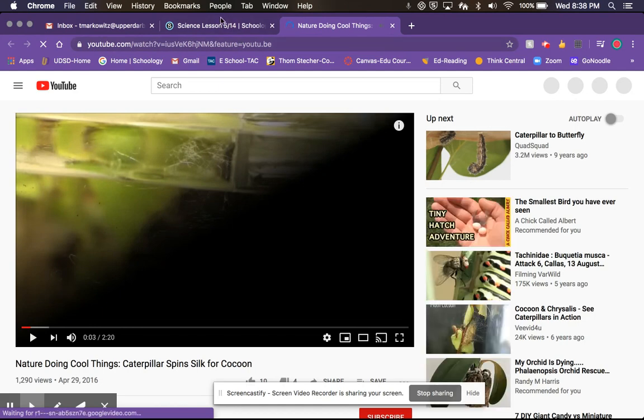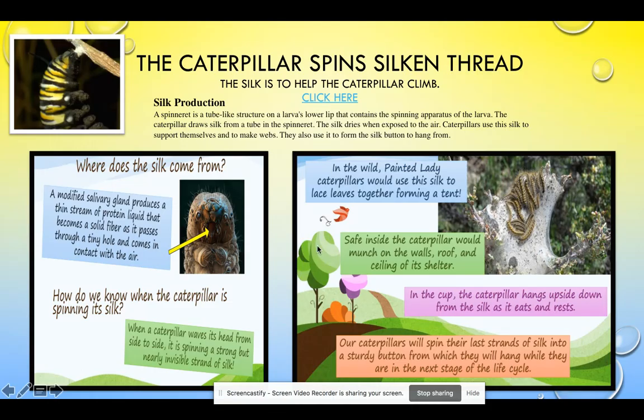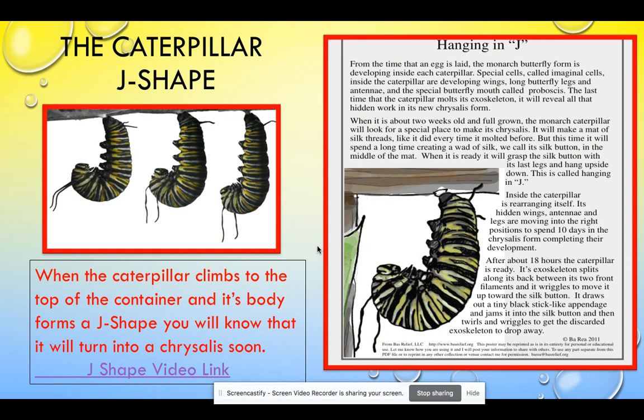Okay, not a ton, they're not very long, but it's important that you watch these videos since we're missing out on this cool experience in class. The videos can teach you exactly what we're kind of missing out on. The caterpillar J shape, this is where it gets to the top. All right, climbs to the top of the container and its body forms a J shape. You'll know that it will turn into a chrysalis soon.